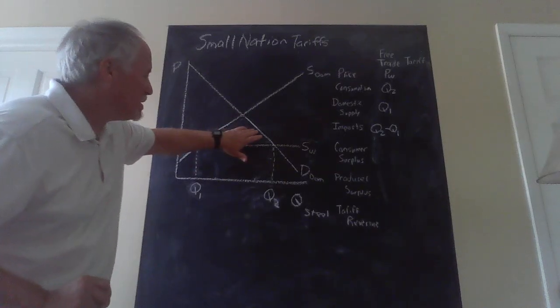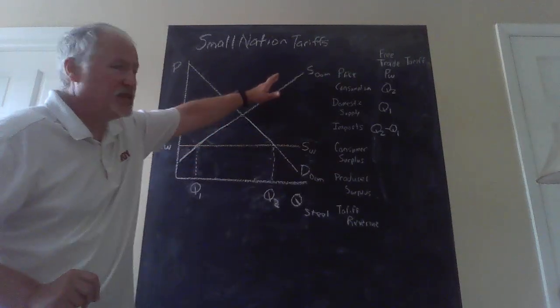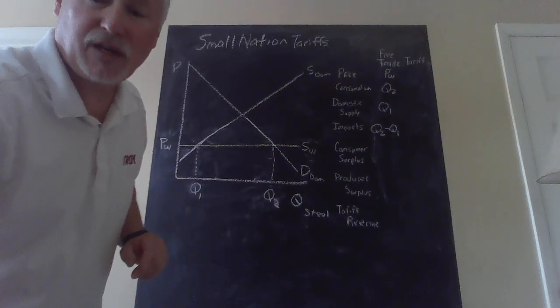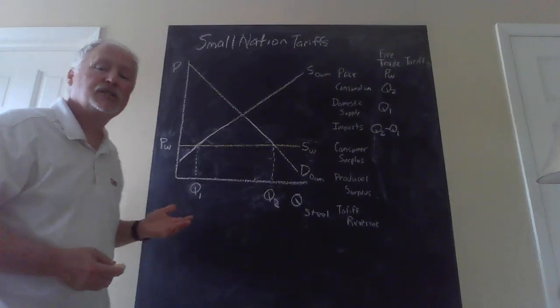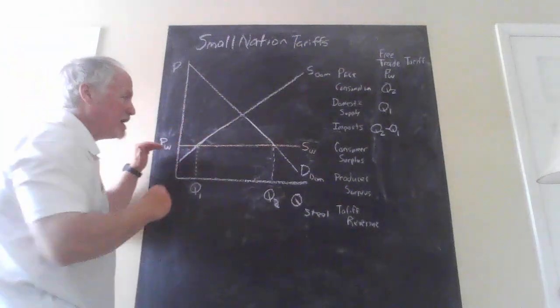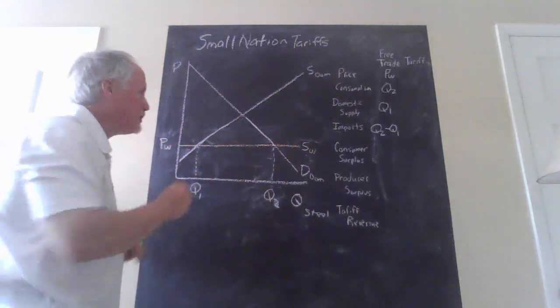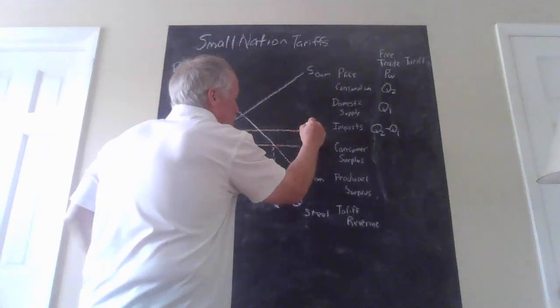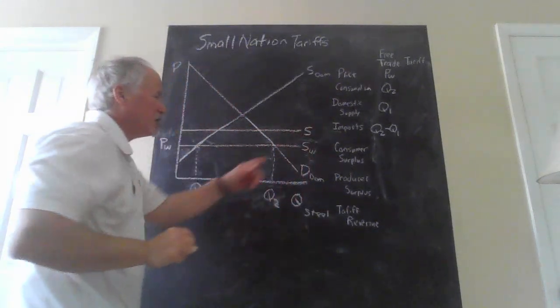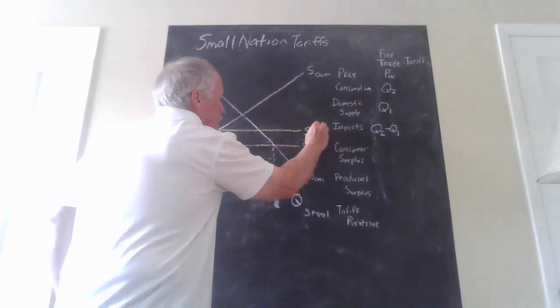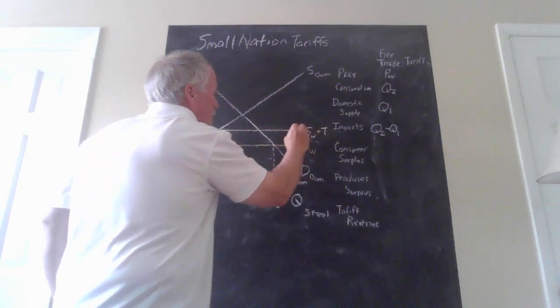So nothing happens to the demand curve, nothing happens to the domestic supply curve, but the world supply curve will shift up by the amount of the tariff. So we're going to draw in a second horizontal supply curve. It will be higher than the other one because it has to cover not just the costs of the rest of the world reflected here, but also the tariff. And we'll call the tariff amount T.